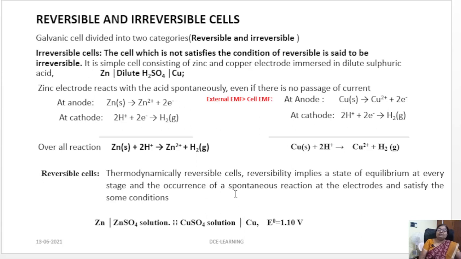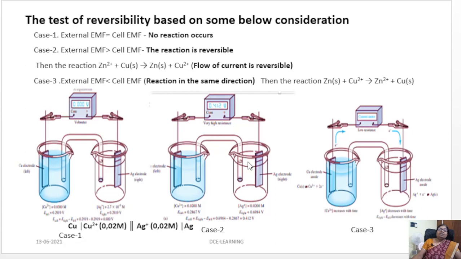For example, we are going to take a galvanic cell here because we are very familiar with that. The standard electrode potential of the galvanic cell is equal to 1.10 volts. How can we say that this galvanic cell will be reversible in nature?